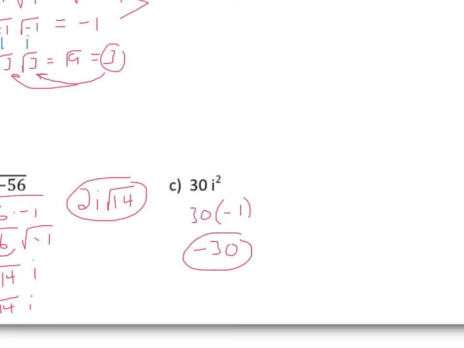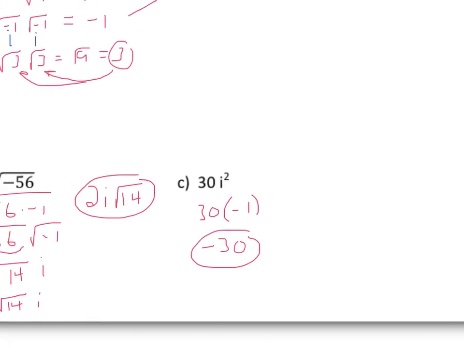In conclusion, root of negative 9 is equal to 3i. Root of negative 7 is equal to i root 7, because I can't do root 7. If I have 2i squared, that is equal to 2 times negative 1, so it becomes negative 2. And this ends Lesson 8.7, Video 5.